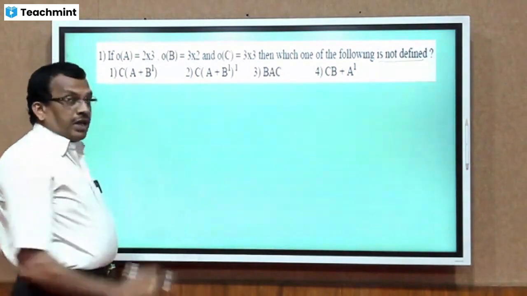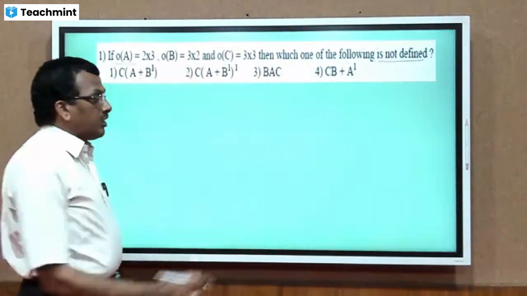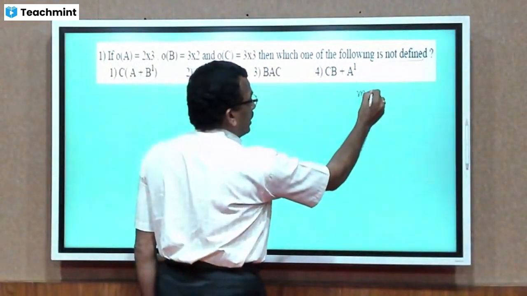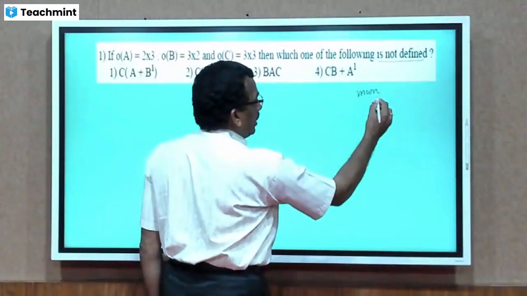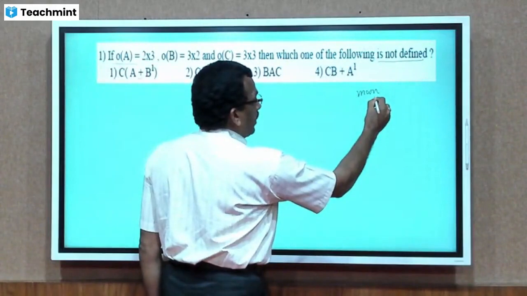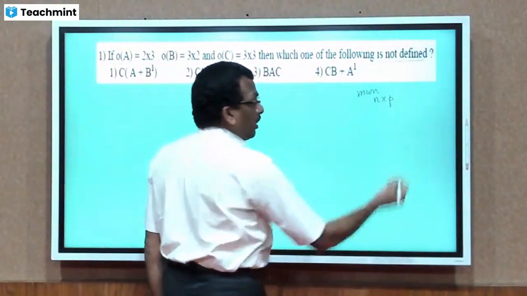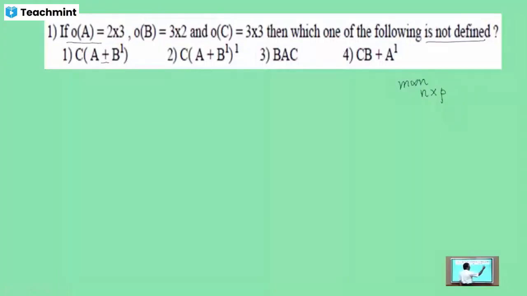Whenever you multiply a matrix by another matrix, you know that if the order of the first matrix is m cross n, then I have to expect the second matrix as of order n cross p. That is, number of columns in the first matrix is always equal to number of rows in the second matrix, so that I can find their product.